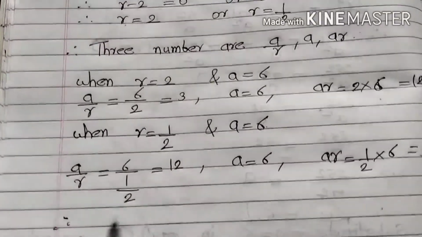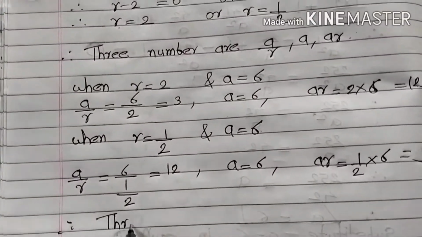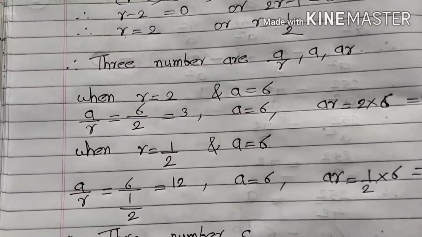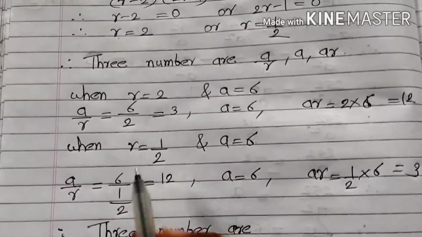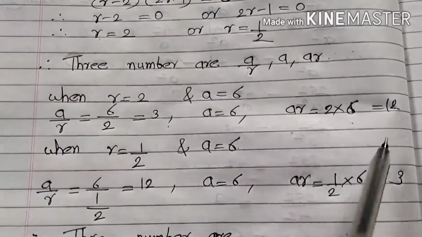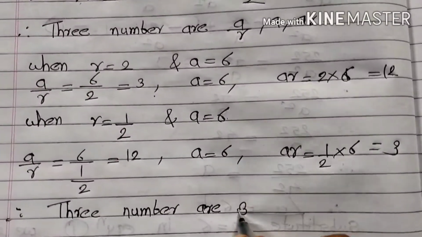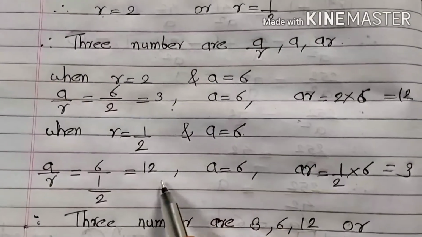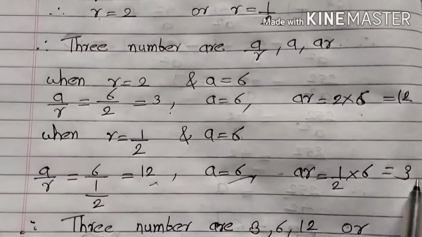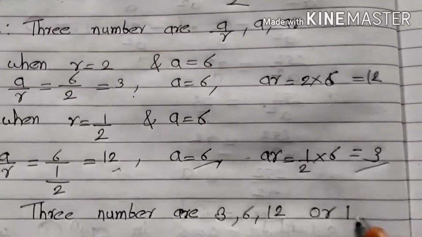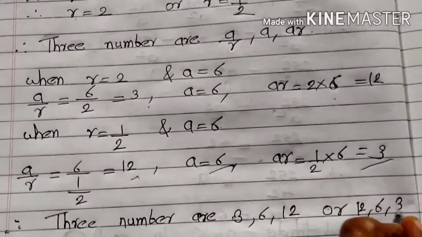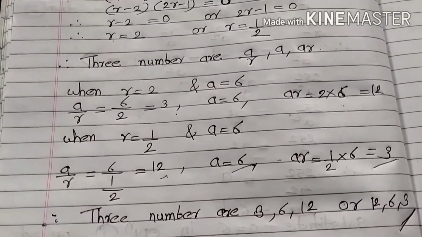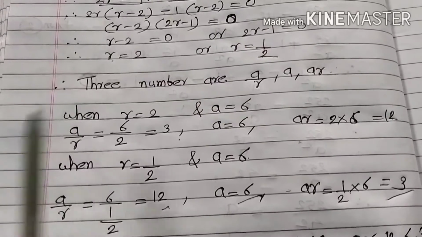Therefore, the three numbers are 3, 6, 12 or 12, 6, 3. In this way, we find three numbers by finding the value of a and the value of r.